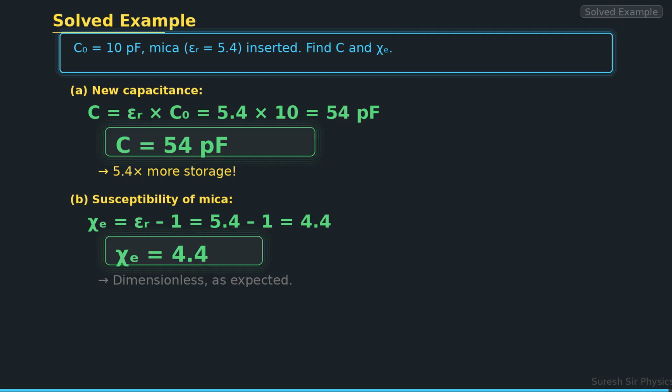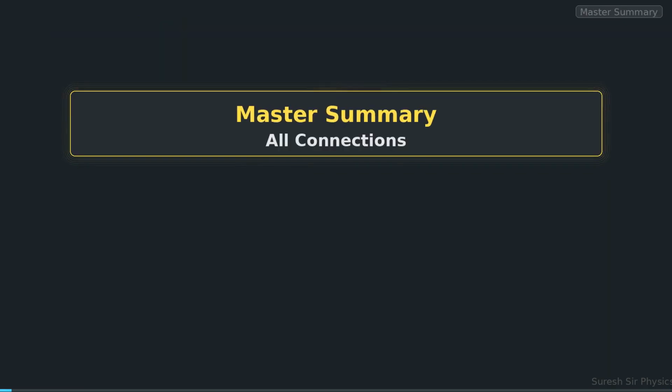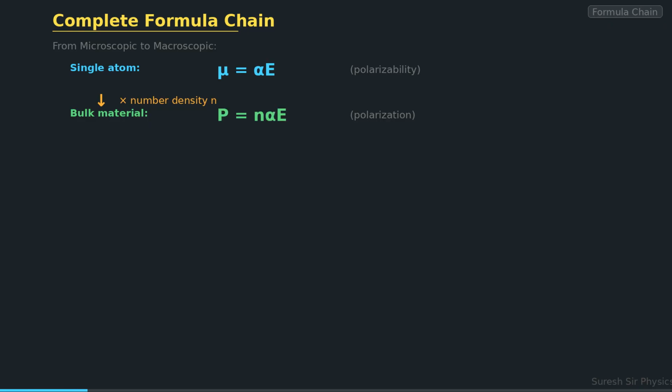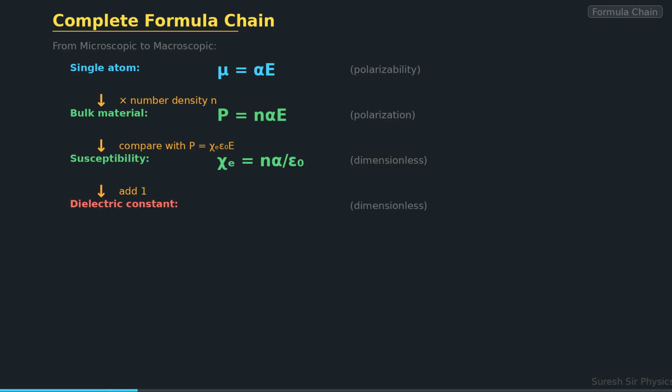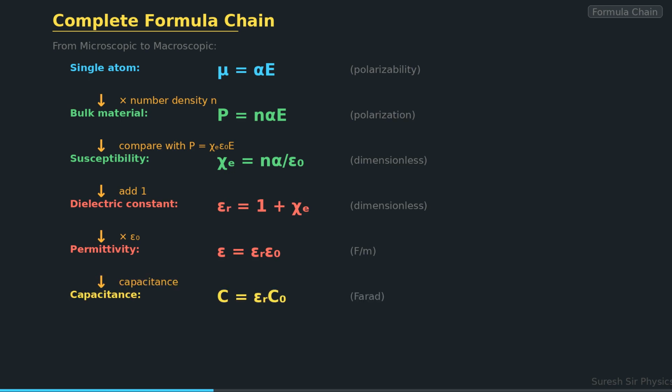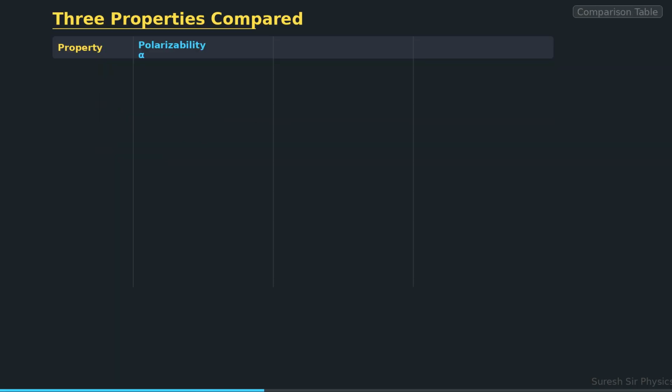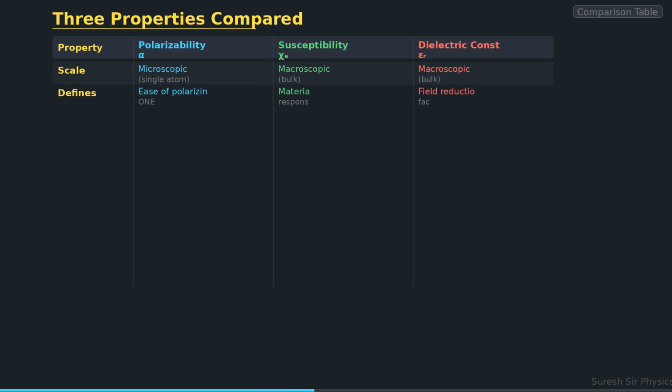Master summary of this class. Now see the three properties comparison table. According to scale, polarizability alpha is microscopic, related to a single atom; susceptibility chi E is macroscopic, related to the bulk material; and dielectric constant epsilon r is a macroscopic property, bulk. The definition of polarizability alpha is the ease of polarizing one atom. Susceptibility chi E is the responsiveness of the material to an applied electric field. Dielectric constant epsilon r is the field reduction factor.